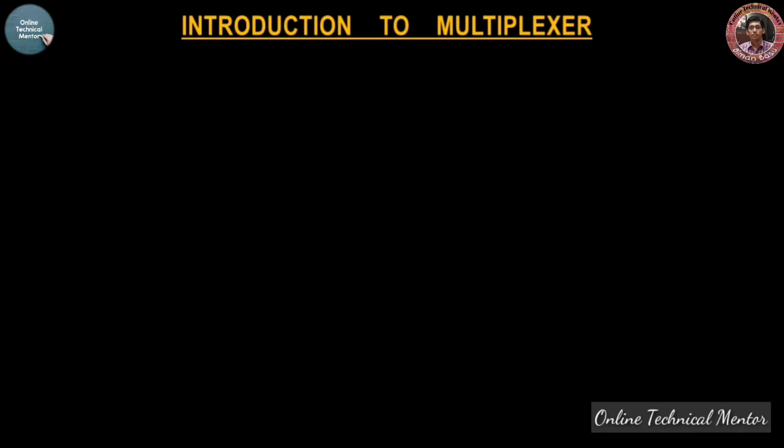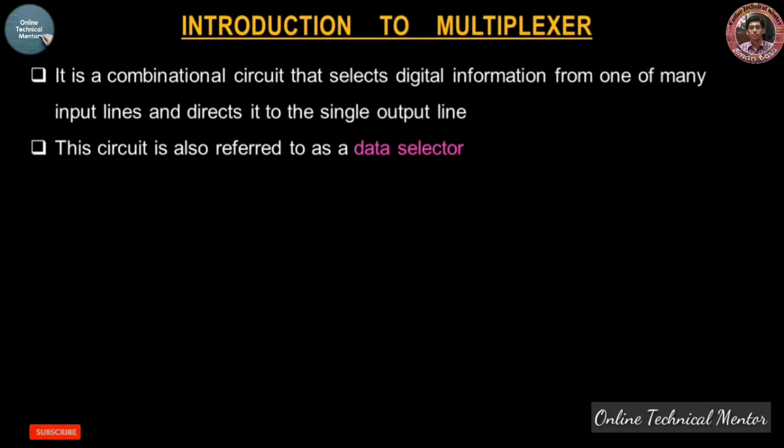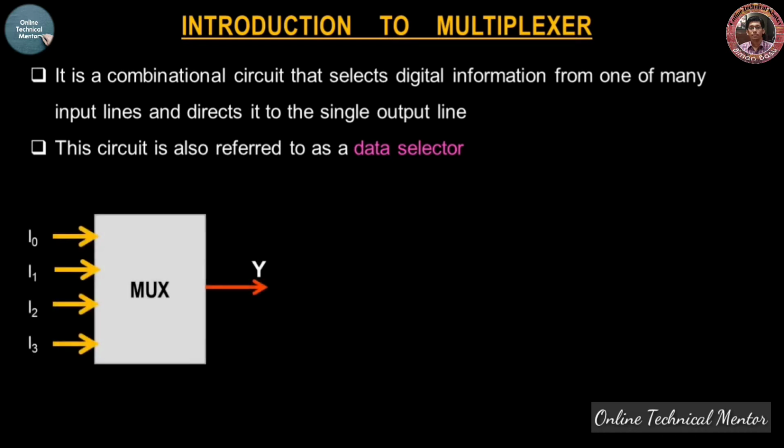Welcome to this video. Here I will introduce the multiplexer circuit. It is a combinational circuit that selects digital information from one of many input lines and directs it to the single output line. Let us draw a diagram. Suppose this is a multiplexer circuit. In short, it is also called MUX. So it has some inputs and a single output line.